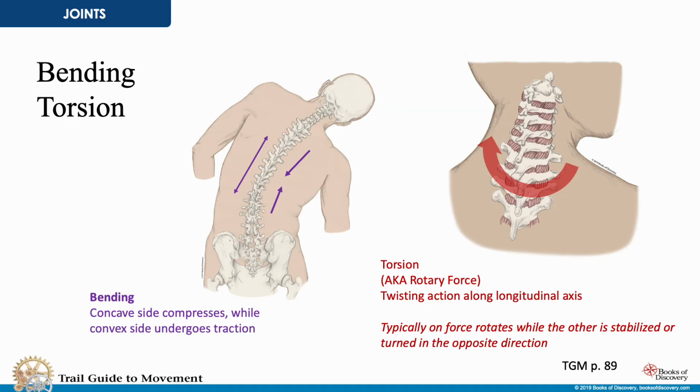And as the last part of this presentation, we have bending and torsion. Bending, so moving side to side, the concave side compresses while the convex side undergoes traction. And torsion, or rotary force, is a twisting action along the longitudinal axis, where one end rotates while the other is stabilized or turned in the opposite direction. The neck is an example of this.